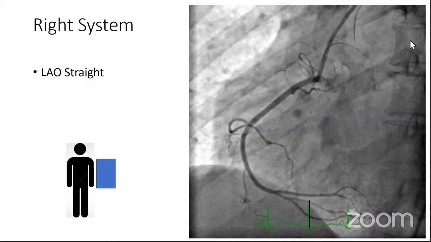The spine is on the right, ribs directed to the left. So this is LAO, although you can see here the diaphragm, it's not as prominent as in the cranial pictures. This is LAO straight. It also gives you a nice view of the whole RCA.